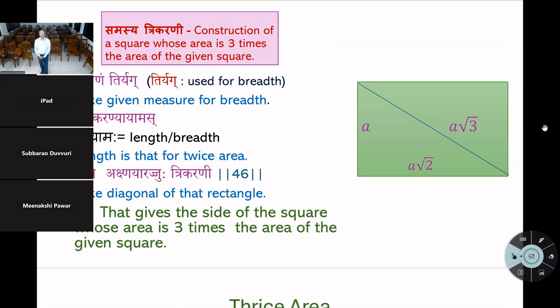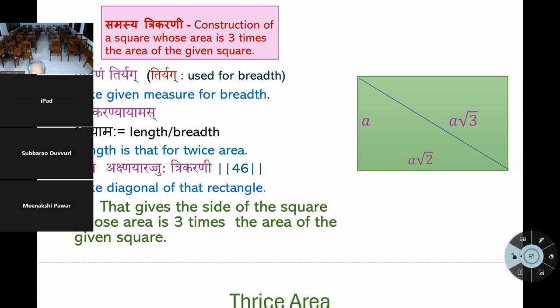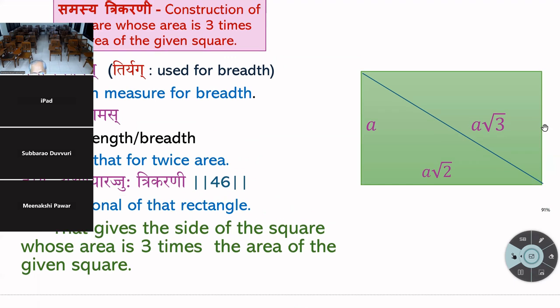Samasya Trikarani. So 3 times. If you want 3 times the area, it is interesting how he develops the subject. Pramanam Tiryag. Whatever Pramanam means, original, this is A, original A is this thing, A. You see here, the left one.